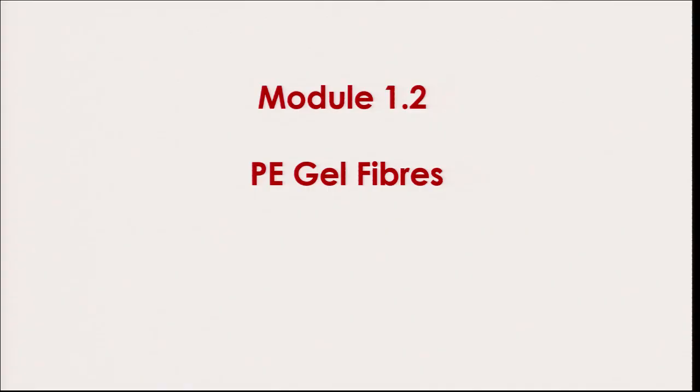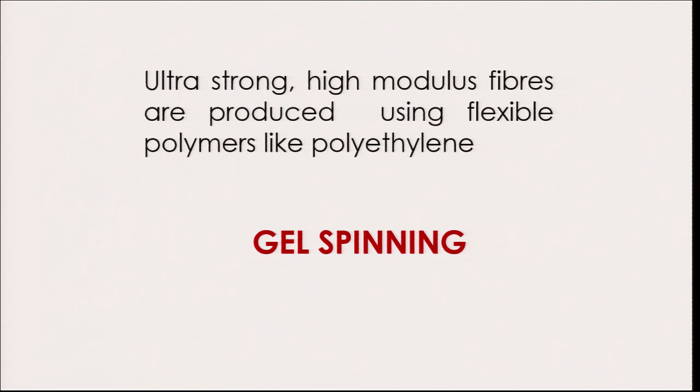Hello everyone. Now, in this second part of the first module, I will be talking about PE gel fibers. PE gel fibers are nothing but ultra strong, very high modulus fibers which are produced from flexible polymers like polyethylene, and the process by which these are produced is known as gel spinning. So, we will be understanding what is gel spinning and how do we produce such fibers.